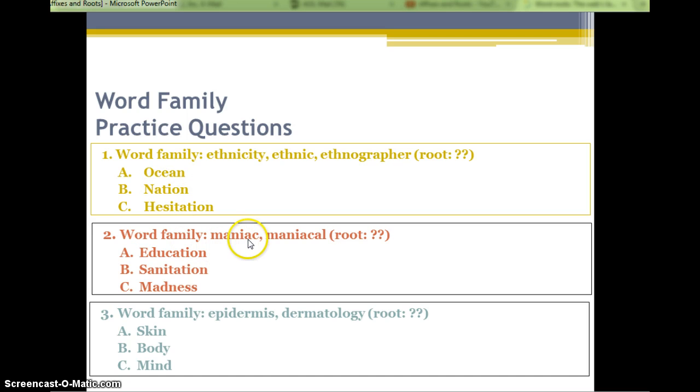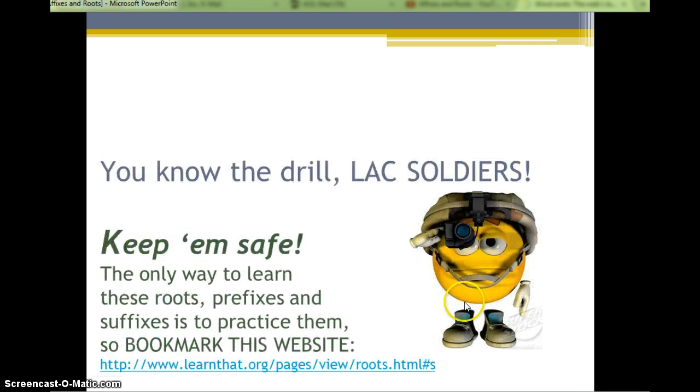Word family, mania, maniac, maniacal. M-A-N-I-A is your root there. And of course, that means a little bit crazy. So down here we have answer C, madness. And down here is one that we already did, epidermis and dermatology. We see derma in here, and we know that derma has to do with the skin.